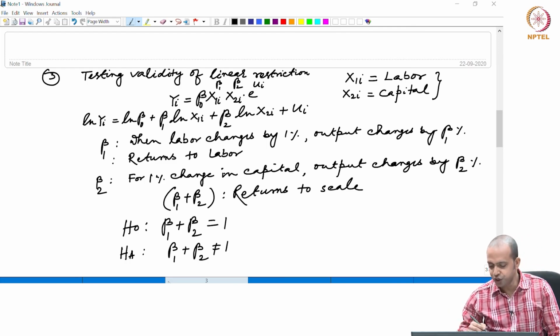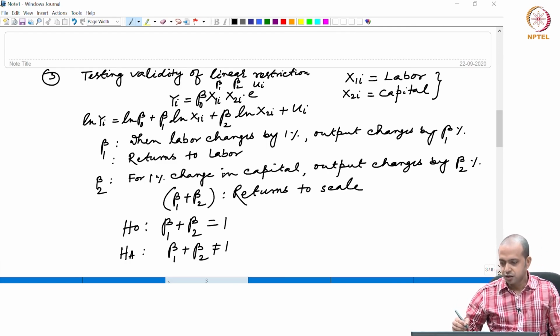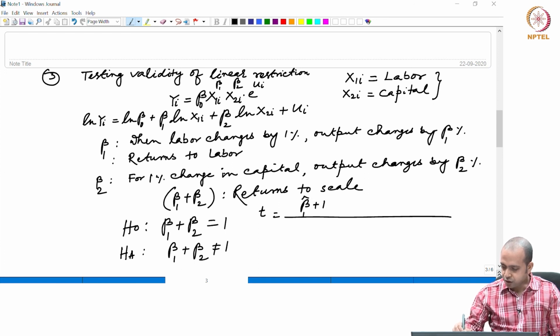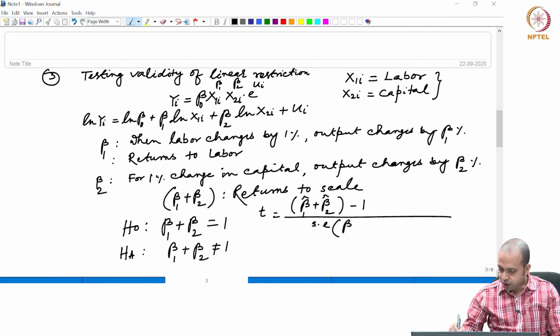And how have we formulated the test statistic here? The test statistic was formulated as, how have you defined our T? So, when this is your null hypothesis, we can say that T was defined as beta 1 hat plus beta 2 hat minus 1 divided by standard error of beta 1 hat plus beta 2 hat. Okay.